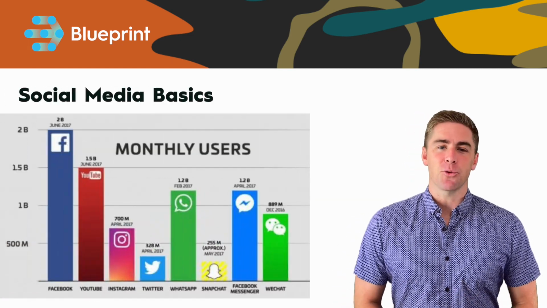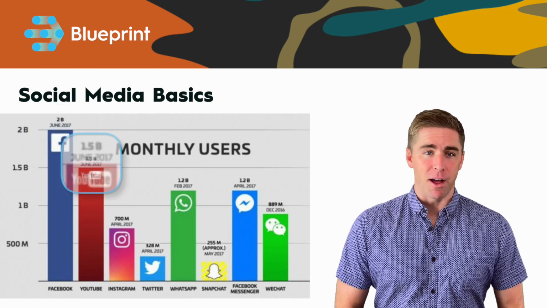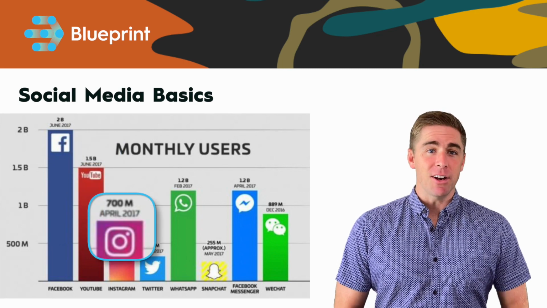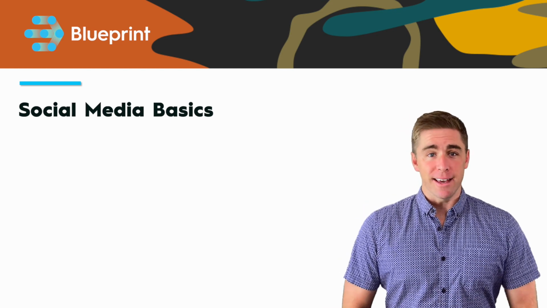The numbers in this graph speak for themselves. Facebook has 2 billion active users per month. YouTube has 1.5 billion users, and Instagram has 700 million users. Let's get started by reviewing what social media is.